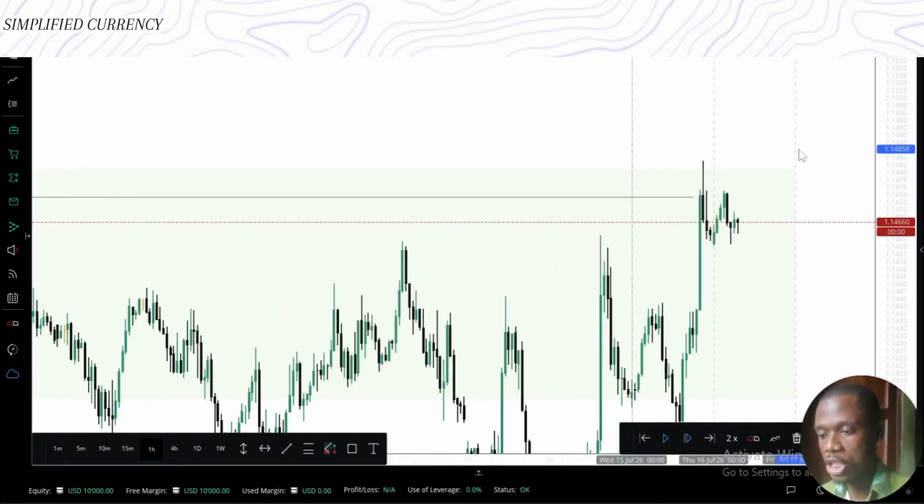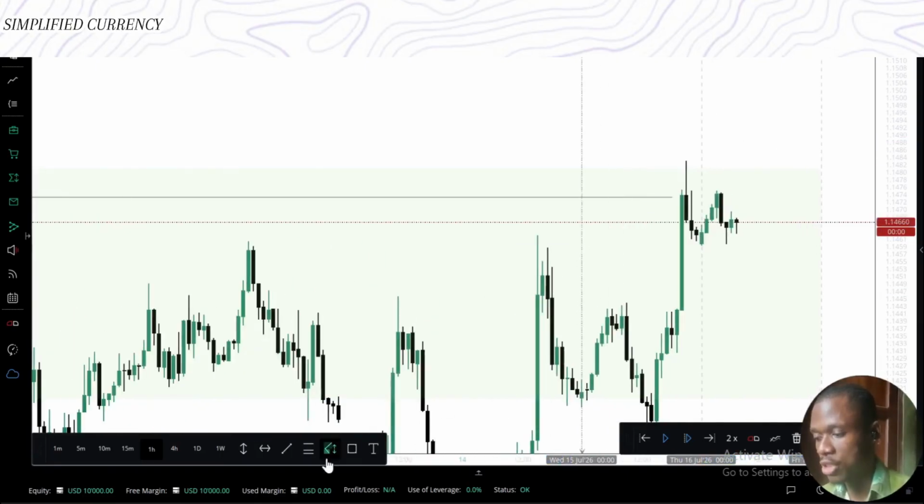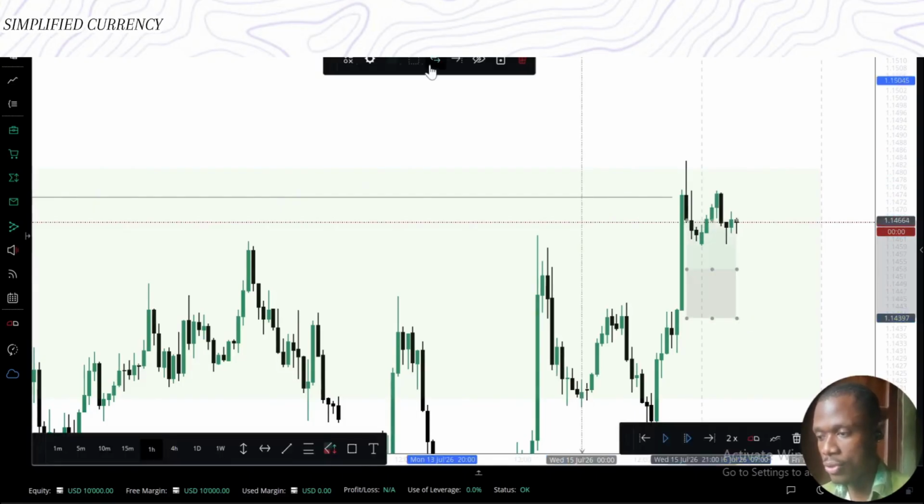And then what am I waiting for? I'm waiting for a shift in structure. That's all I'm waiting for. And then I happen to get that shift in structure right here. This was where I got the shift in structure. So the moment I saw this, seeing how this candle wasn't too big, I just happened to take my entry from the 1 hour time frame.